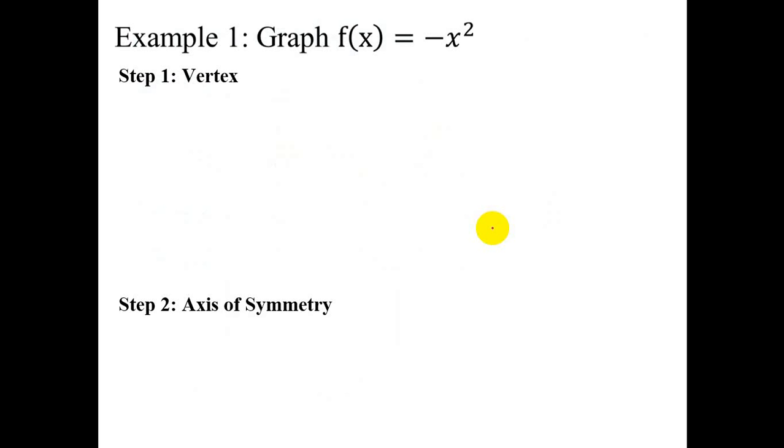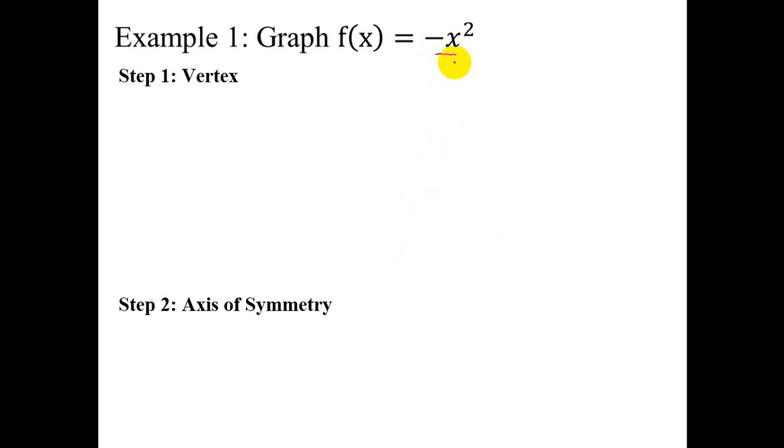Next, let's have the first example. Graph f of x equals negative x squared. The first thing that you have to check is if it is a complete or incomplete quadratic function. As you can see, we only have the quadratic term of the quadratic function. Therefore, we can say this is incomplete because we don't have the bx term, or the linear term, and the constant term. The next question is, is it already arranged in standard form? Yes, it is already arranged in standard form.